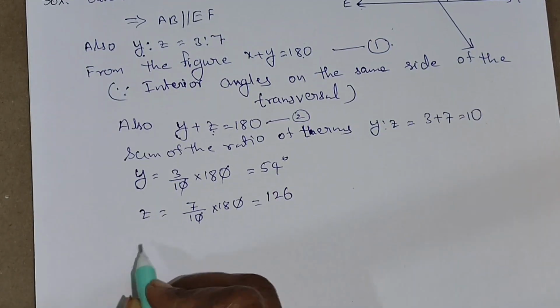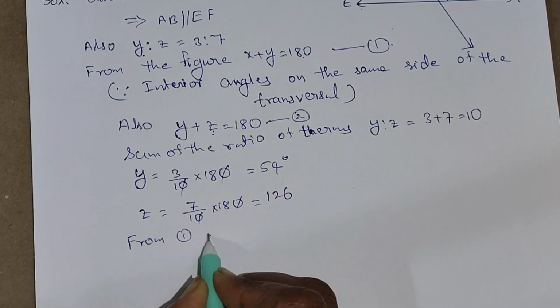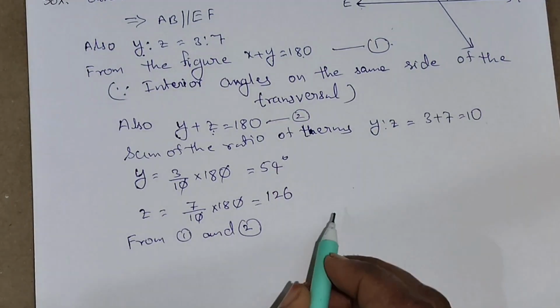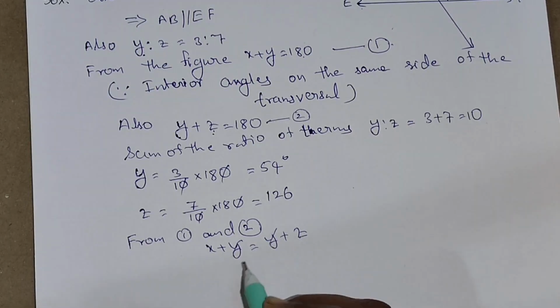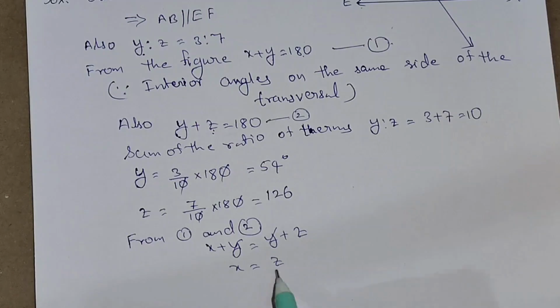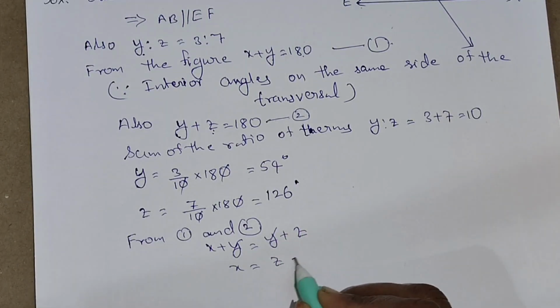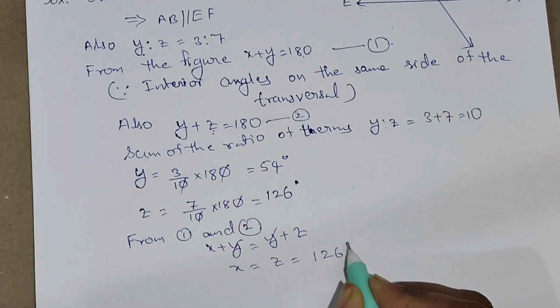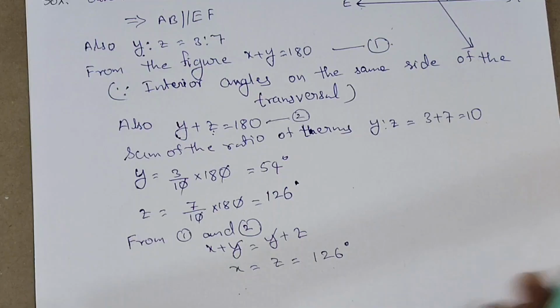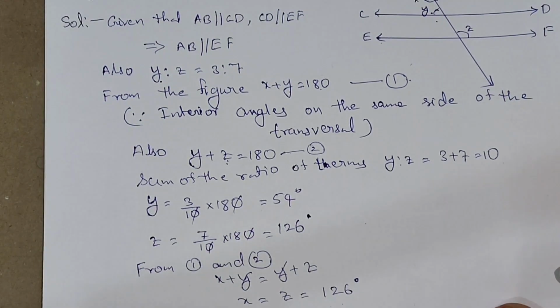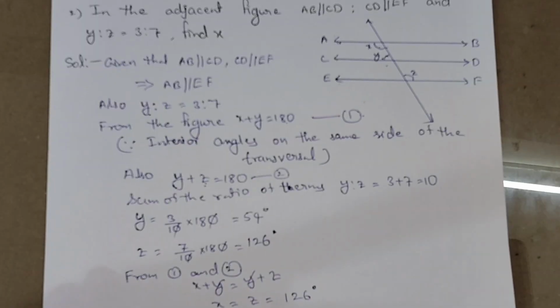So from 1 and 2, X plus Y equal to Y plus Z. Y gets cancelled, so X equal to Z. Here Z is equal to 126 degrees, so X equal to 126 degrees is the answer. Here asking the X value, X equal to 126 degrees. Hence proved. This is the complete proof of the second question.